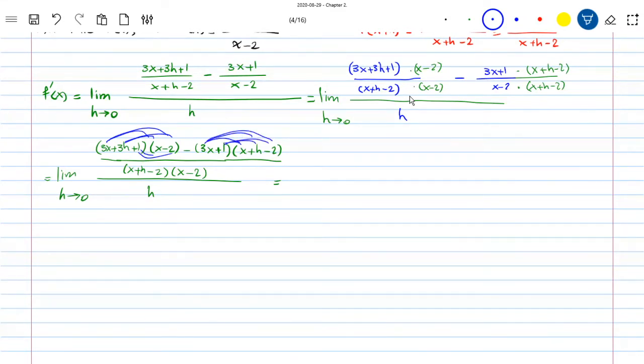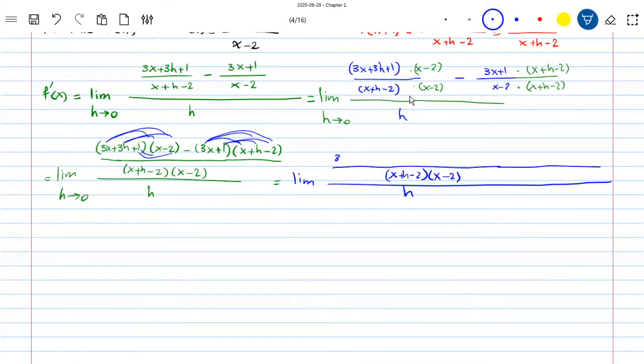1 times this, 1 times that, or whatever. So equals limit. This is going to be a few too many terms, but I'm going to try my best to write everything down: x plus h minus 2 and x minus 2 here, divided by h. Okay, so the numerator.